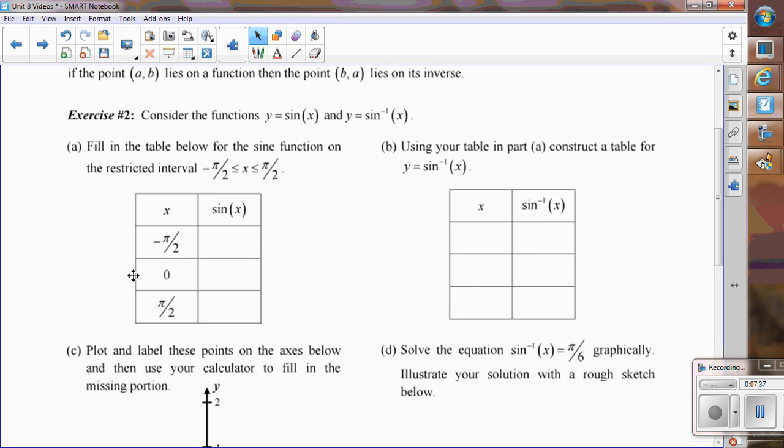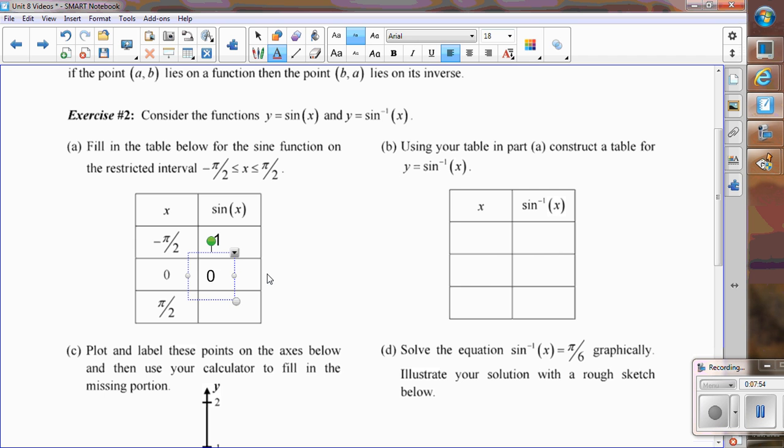Well, what is the sine of negative pi over 2? Well, if you know your reference, negative pi over 2 is negative 90 degrees. And what is the sine at negative 90 degrees? Why, that is negative 1. What is the sine of 0? That's just 0. And the sine of pi over 2 is like the sine of 90, and that is 1.